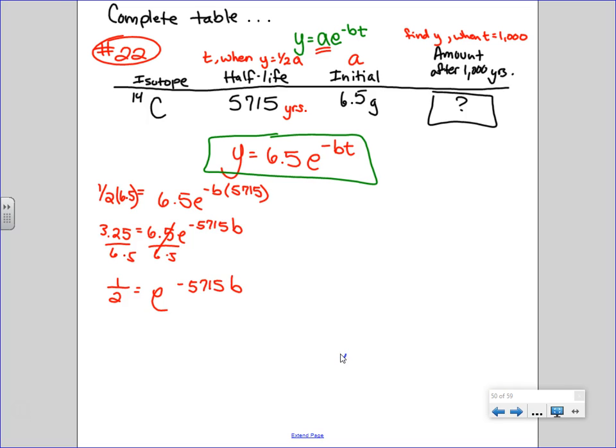You guys saw us do this a second ago. What do we do to both sides to solve? Yeah, we need ln. Divide by negative 5715. Pretty sure this number is going to be pretty stinking small, right? 0.0012129. Double check, did I get all the numbers? Three zeros? Yeah. Oh, 12129. Ah, thank you.